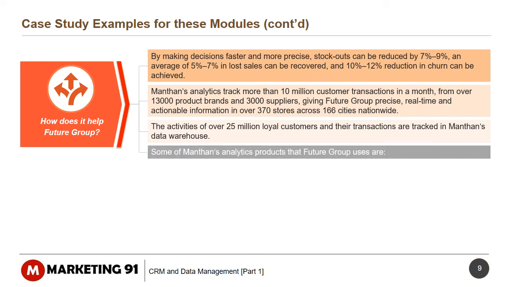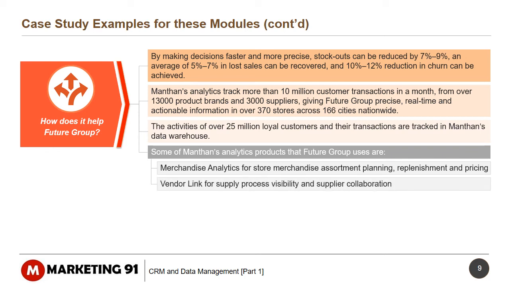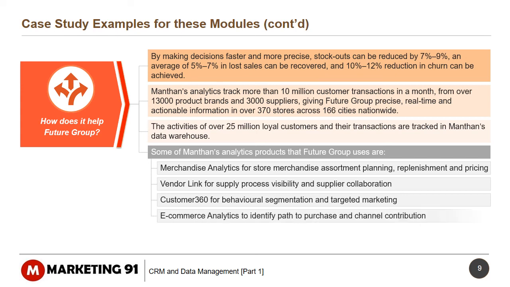Some of Manthan's analytics products that Future Group uses are Merchandise Analytics for store merchandise assortment planning, replenishment and pricing, Vendor Link for supply process visibility and supplier collaboration, Customer 360 for behavioral segmentation and targeted marketing, E-commerce Analytics to identify path to purchase and channel contribution, and GPS and 3RDI for guided analytics and decision execution.